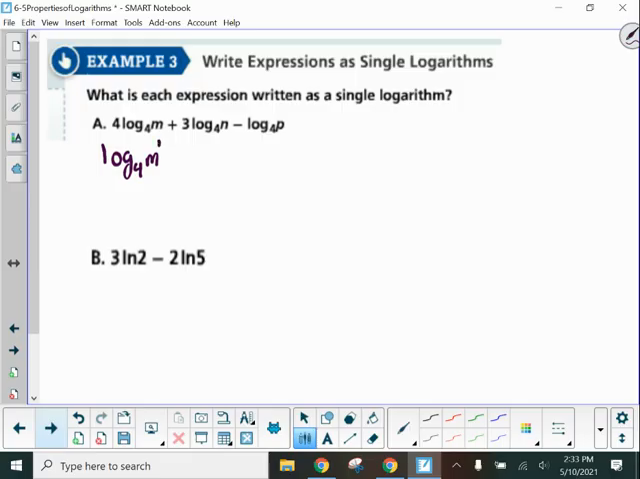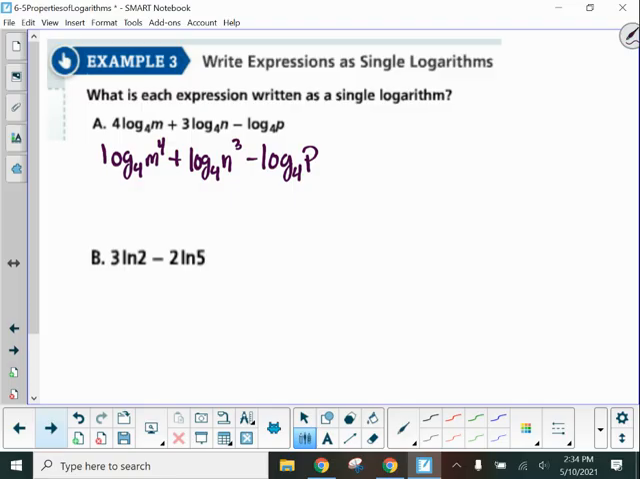So log base 4 of m to the 4th plus log base 4 of n to the 3rd, and then minus log base 4 of p. By the way, I don't know that I've explicitly stated it, but you can only use the first two properties, the product and the quotient rule, if you have logarithms that have the same base. If they have different bases, then most of these properties don't apply, and you can't use them to combine.